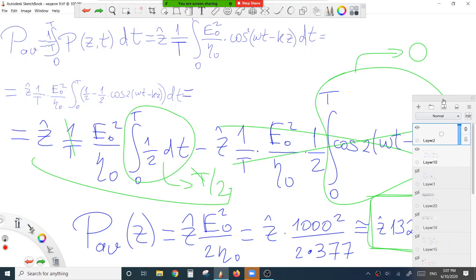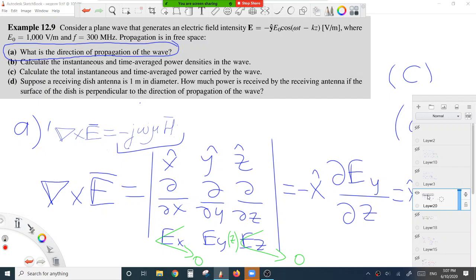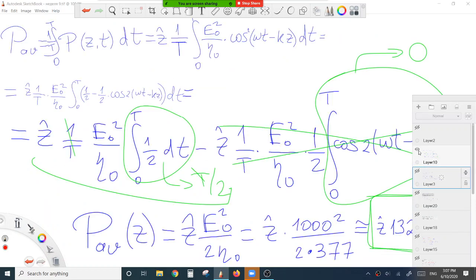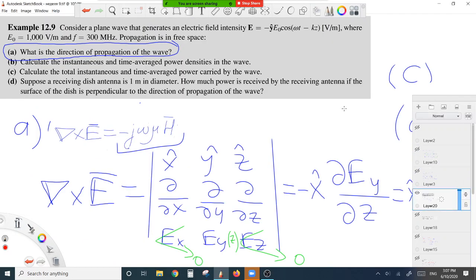In the last lecture, we were solving this problem, and we have solved the first two parts, part A and part B. Now the last two questions.